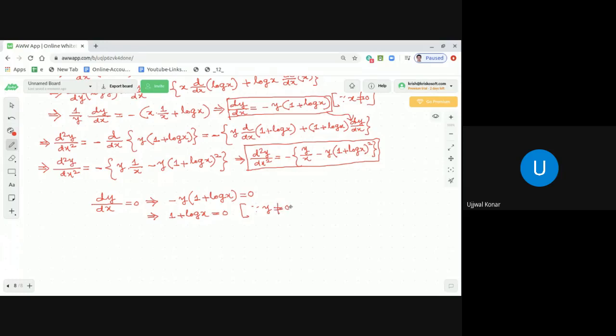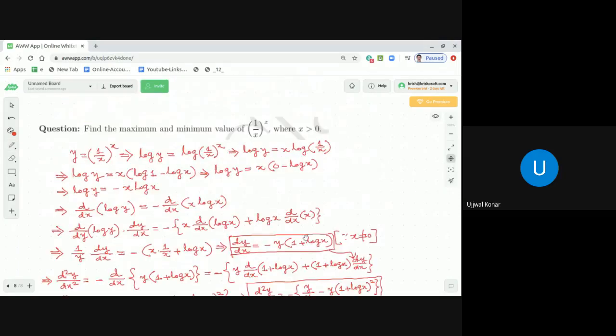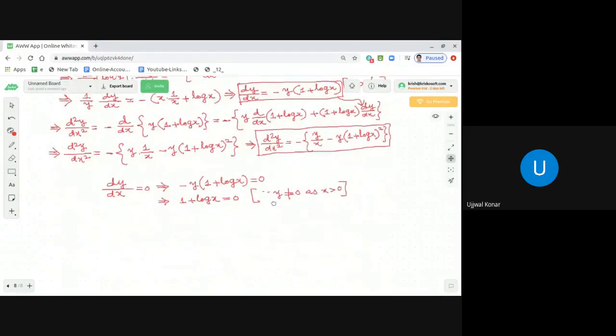y cannot be equal to 0 as x is not equal to 0, because y is equal to what? y is equal to 1 by x power x, and x is greater than 0 according to the given condition. So y, which is equal to 1 by x power x, cannot be equal to 0.